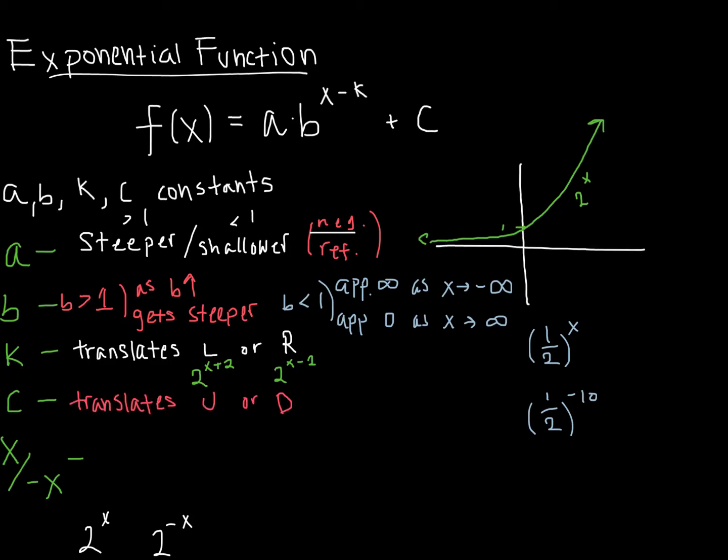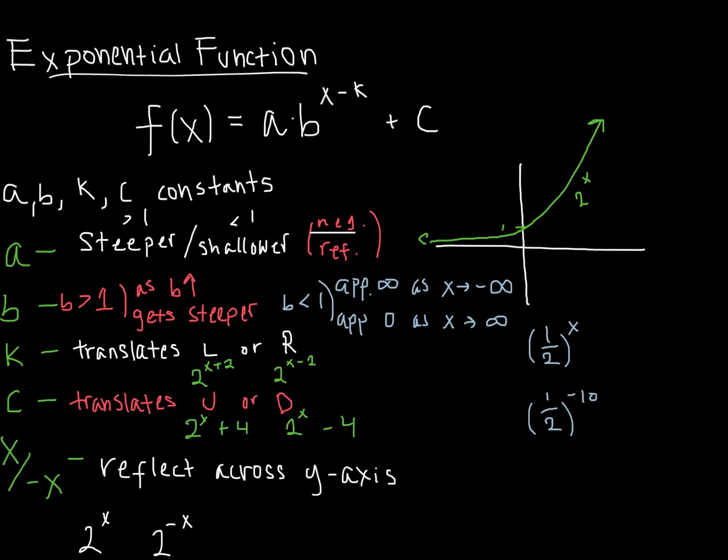C is very straightforward. Here I'm just thinking about either adding something or subtracting something. Certainly if I'm adding the same number at each point, then it's going to move upward, and if I subtract the same number at each point, it's going to move downward. So this is going to translate either up or down. Quick example, I could have 2 to the x plus 4 or 2 to the x minus 4, and one is going to be translating upwards and one is going to be translating downwards.